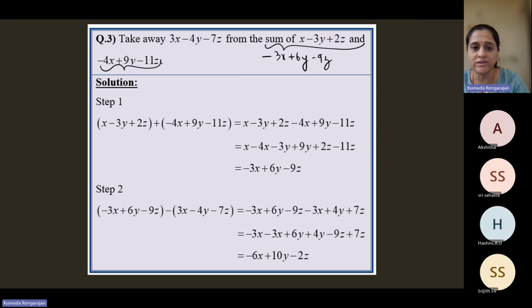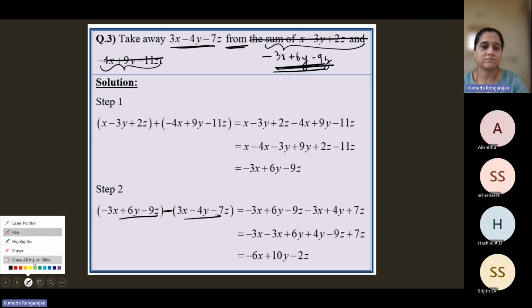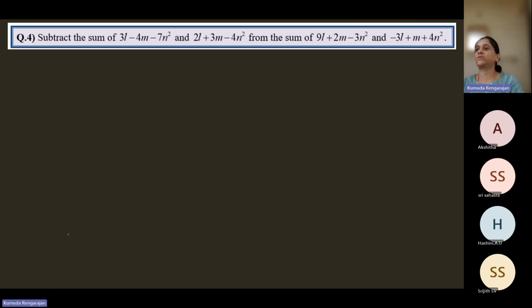Okay, so let me take away the sum, because we found the sum, no? So this is the sum of the two expressions. Now read the question. Take away this expression from this expression. That's why in step 2, we write this first. Whatever is after from, we write this one first, and then this expression, and we put a minus sign between the brackets because it is take away, subtract. Next one.